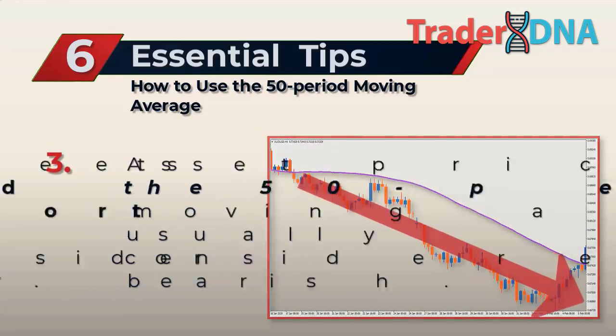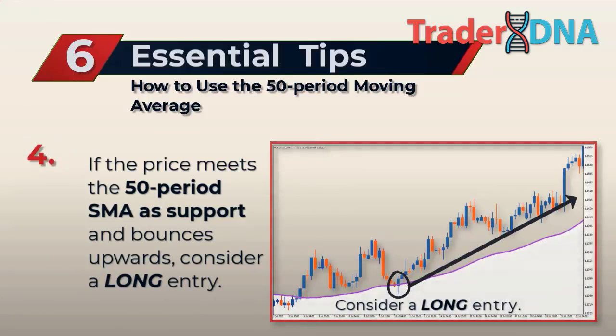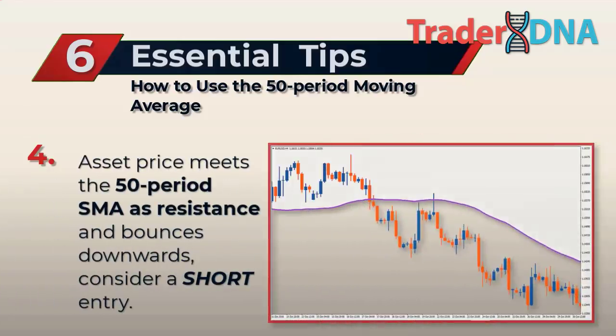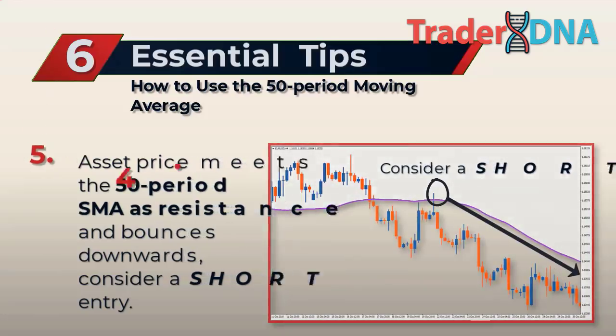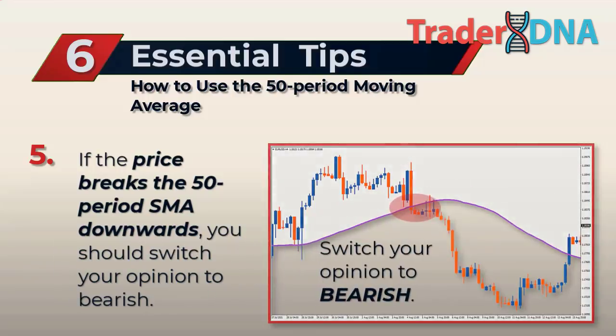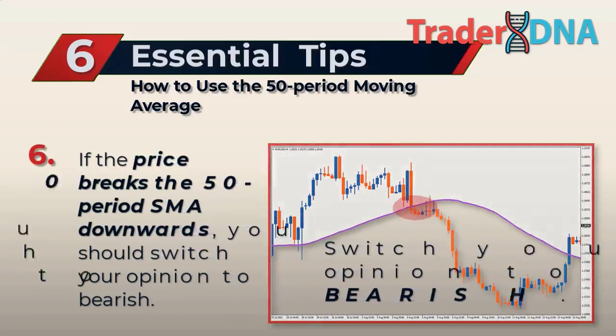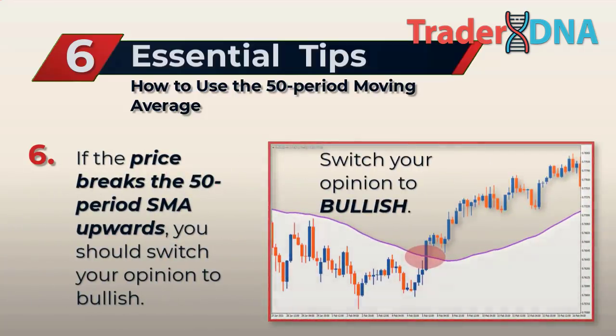Third, if the price meets the 50-period SMA as support and bounces upwards, consider a long entry. Fourth, asset price meets the 50-period SMA as resistance and bounces downwards, consider a short entry. Fifth, if the price breaks the 50-period SMA downwards, you should switch your opinion to bearish. Sixth, if the price breaks the 50-period SMA upward, you should switch your opinion to bullish.